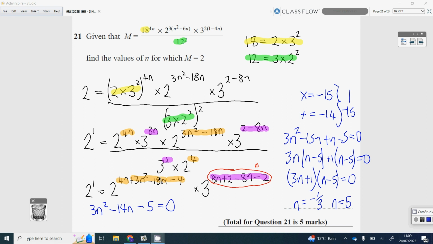Take away 1 from both sides, we're left with 3n squared minus 14n minus 5 equaling 0, and that's the quadratic that we can solve. So I've solved that over here.